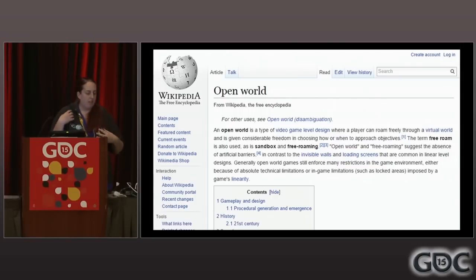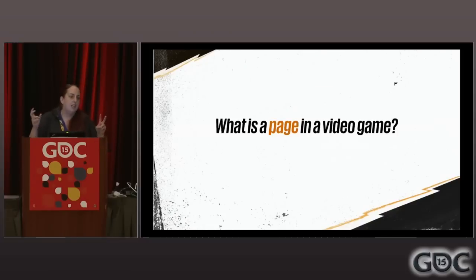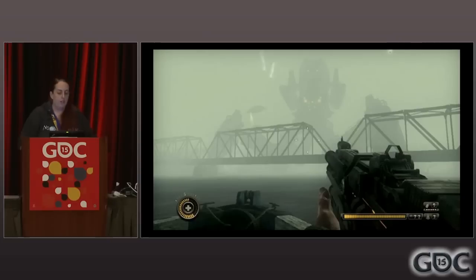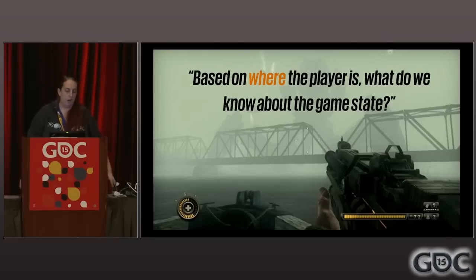So how does this apply to video games? What is a page in a video game? For me, a page is a screenshot. If I take a screenshot of Resistance 3, this is my page. This is where the player is in the game. And you ask the question: based on where the player is, what do we know about the game state?